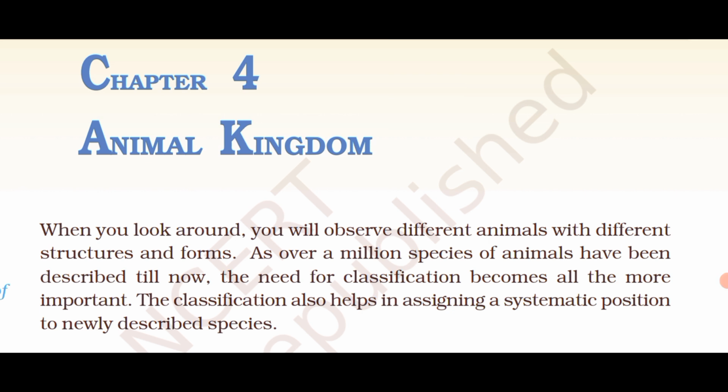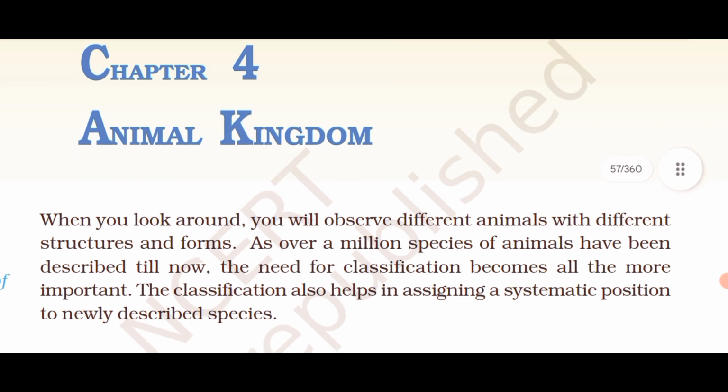Chapter 4: Animal Kingdom. When you look around, you will observe different animals with different structures and forms. As over a million species of animals have been described till now, the need for classification becomes all the more important. The classification also helps in assigning a systematic position to newly described species.